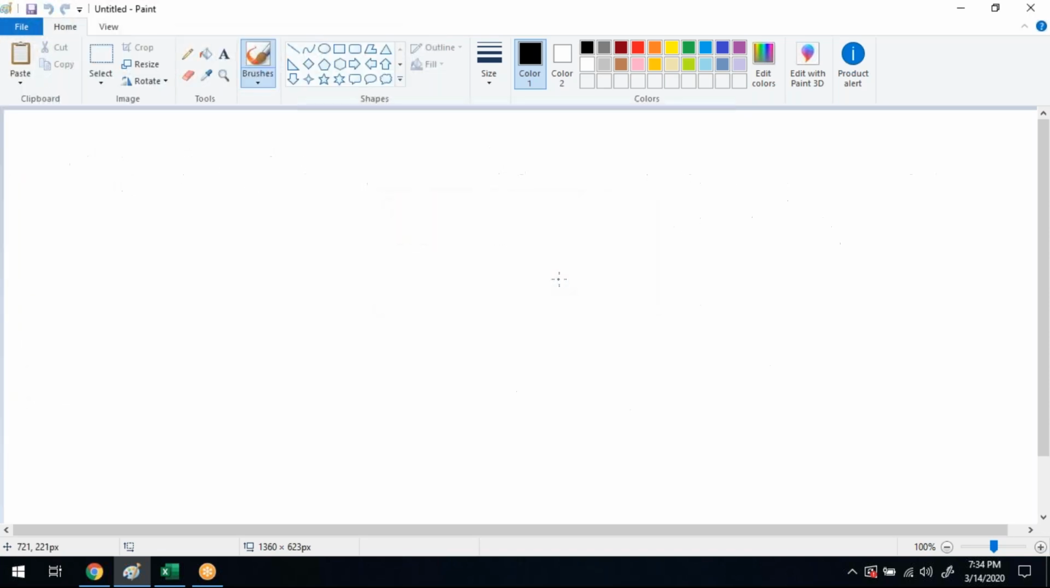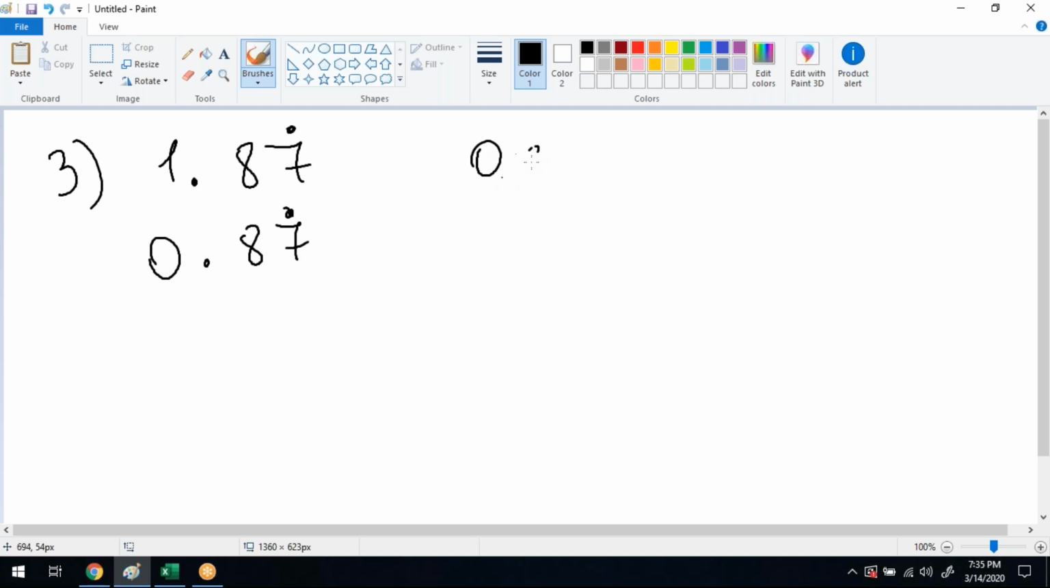Let me show you one more example. For example, 1.87, where 7 is repeating. In this case, I don't have 0 point, I have 1 point, so there is 1 as a whole part there. This will not change anything, since to solve this kind of question, just suppose that I don't have a 1 there. I just have 0.87. So again, 0.87 is my x, so my x is 0.8 and 7 recurring.